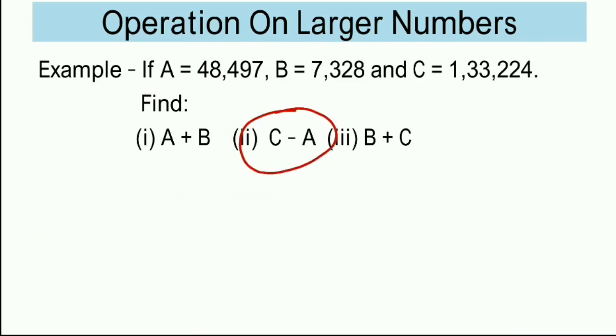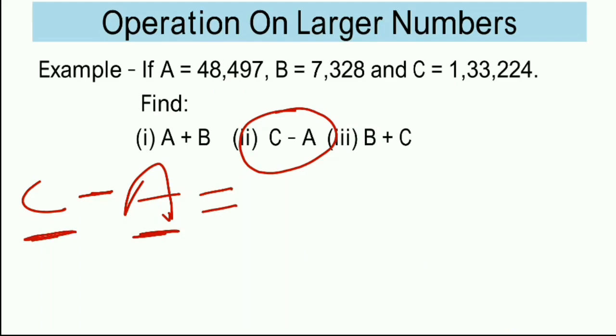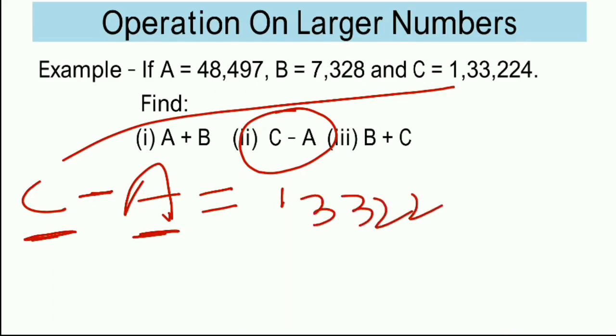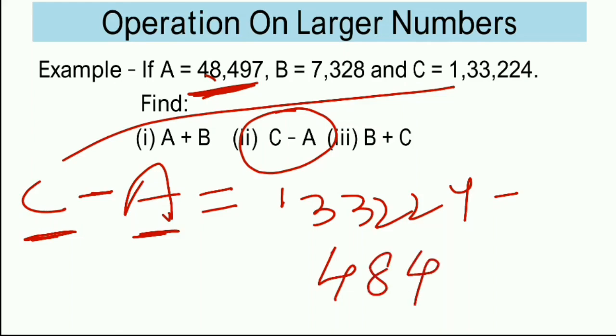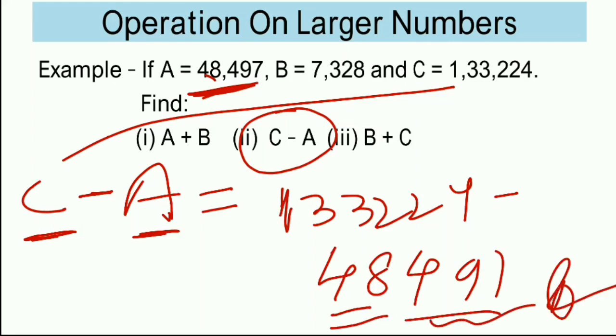Here also, what do you have to find out? C minus A. C minus A means you have to subtract A from C. It means you have to subtract the value of A from the value of C. And the value of C is 1,33,224. And you have to subtract the value of A, which is 48,497. Whatever difference you get, that will be the answer.